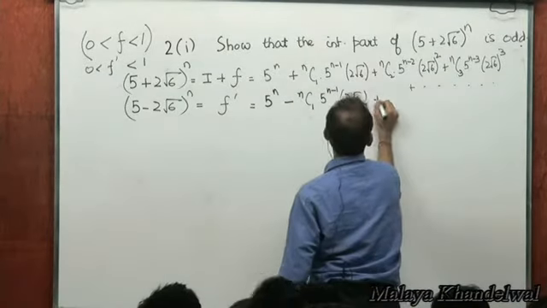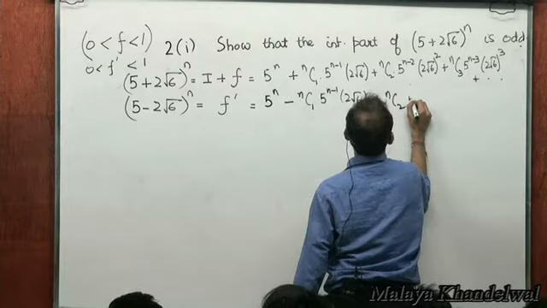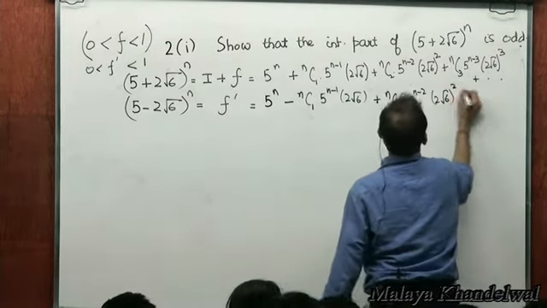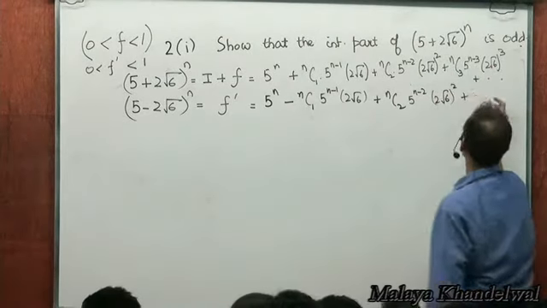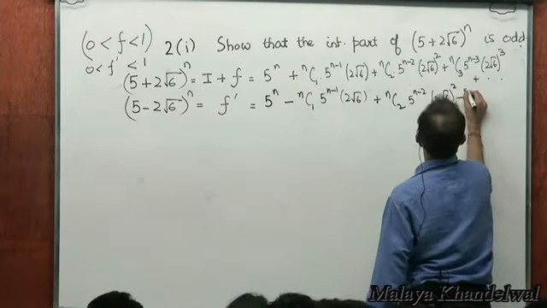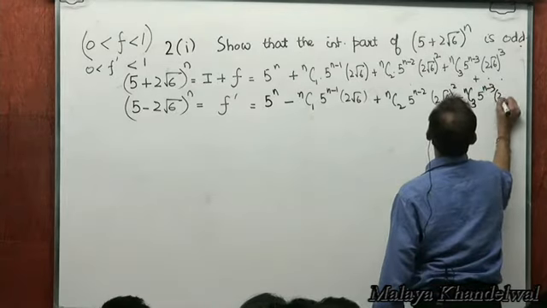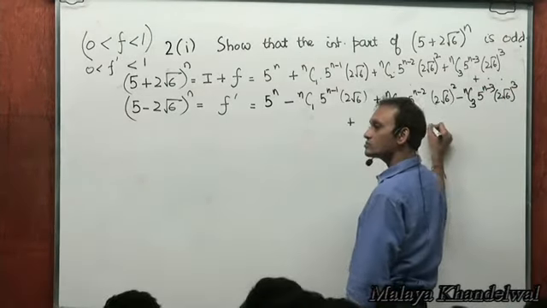So plus nC2, 5 to power n minus 2, (2 root 6) whole squared. This 2 root 6 replaced by minus 2 root 6, you will have a minus sign appearing here. So minus nC3, 5 to power n minus 3, (2 root 6) whole cubed. Yes or no?